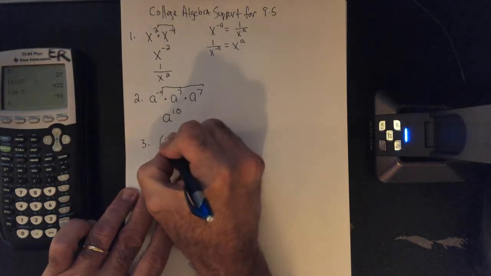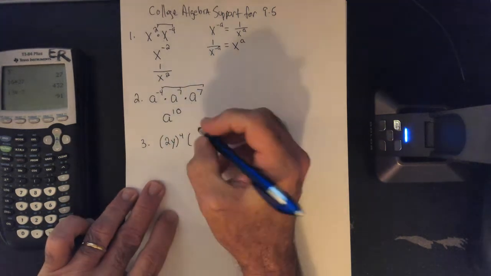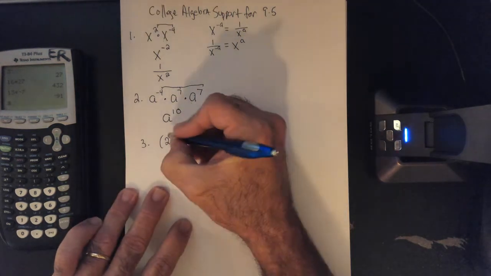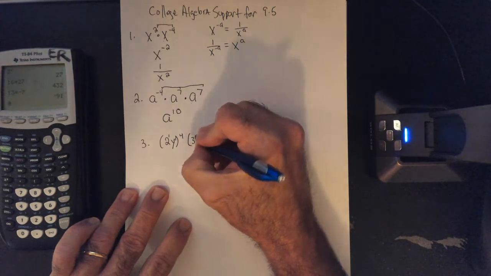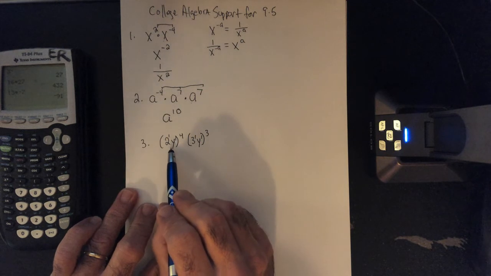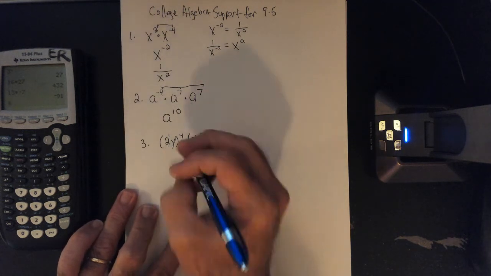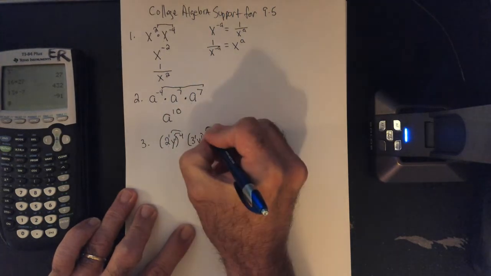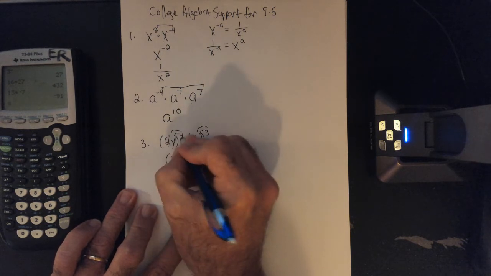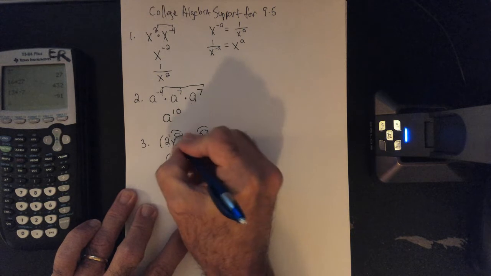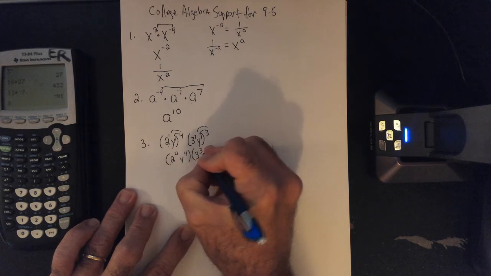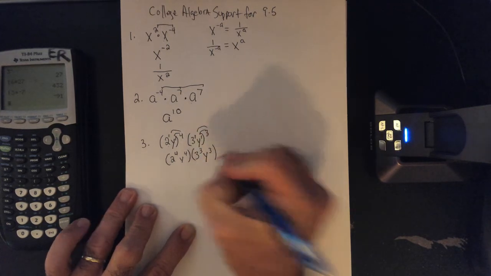Alright, number 3, I've got (2y)^4 times (3y)^3. The first thing I would do is write a 1 by the 2 in the y and a 1 by the 3 in the y, because if there's no exponent shown, we treat it like a 1. Since we can't do anything inside the parentheses, we distribute the exponents on the outside times the exponents on the inside. So 1 times 4 is 4, and on the y, 1 times 4 is 4. On the 3, 1 times 3 is 3, so I get 3 to the 3rd. On the y, 1 times 3 is 3, so I get y to the 3rd.